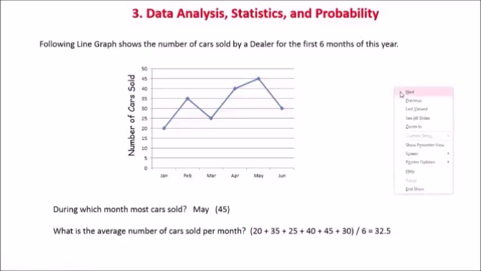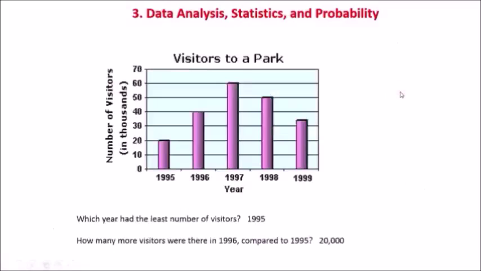So let's move on to the next chart, and this is called the bar chart. So in the bar chart, again, on the y-axis, here, we've got the number of visitors in thousands, visitors to a park. On the x-axis, we have years. In the previous chart, we had a month, January through June. In this case, we have 1995, 96, 97, 98, 99. So it's very easy to interpret the chart.